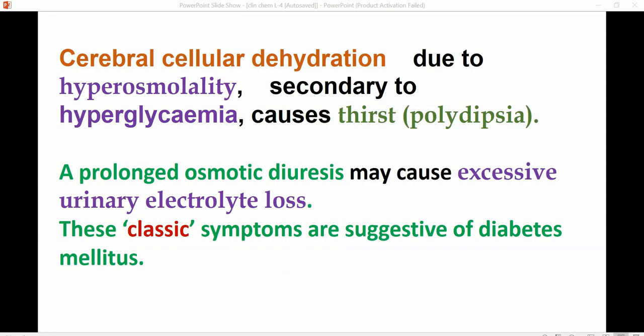Meanwhile, the hyperglycemia resulting in hyperosmolality would cause cerebral cellular dehydration, which would be presented as thirst or polydipsia in those patients. The prolonged osmotic diuresis would result in excessive electrolyte loss with urine, which causes metabolic abnormalities as a result of the major characteristic abnormality in diabetes, which is hyperglycemia.